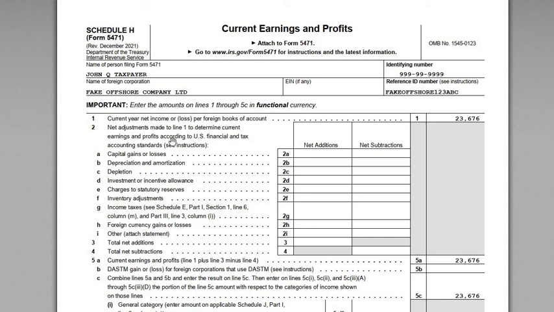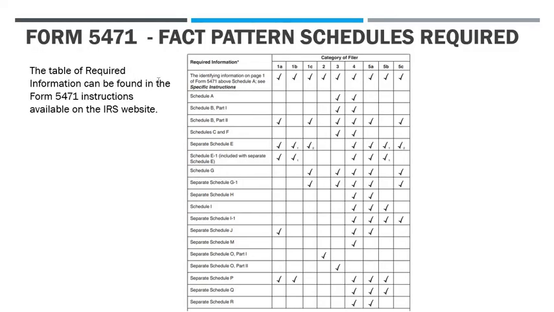So who needs to fill out Schedule H? If we go back to our slide here, so the required information table, again, this is in the Form 5471 instructions, we can see here a separate Schedule H. This schedule is required for Category 4 and Category 5A filers. So you remember John here, our U.S. person, he's basically all of these, right? So he's definitely a Cat 4 and Cat 5A filer, and so that's why we're completing Schedule H.